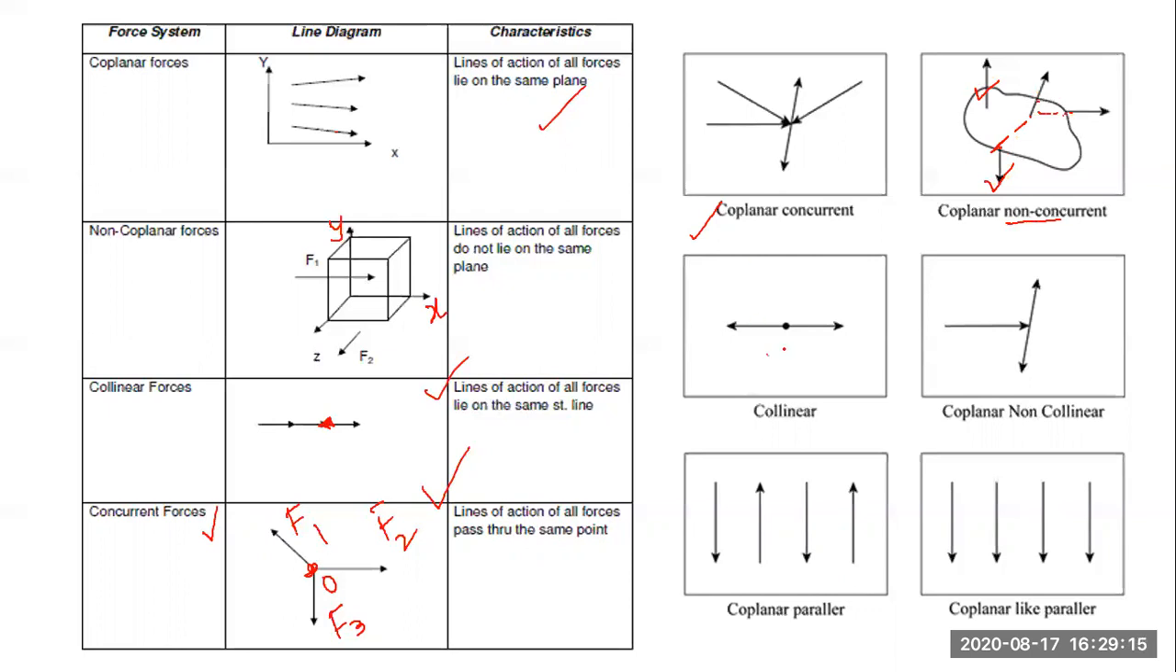Collinear: in the same straight line, the lines of action are in the same straight line. So here we have seen these two forces F1 and F2 are like collinear. Here these are unlike collinear. And these are like collinear.